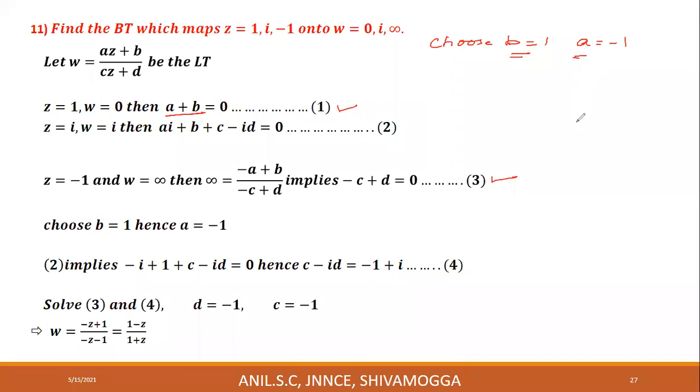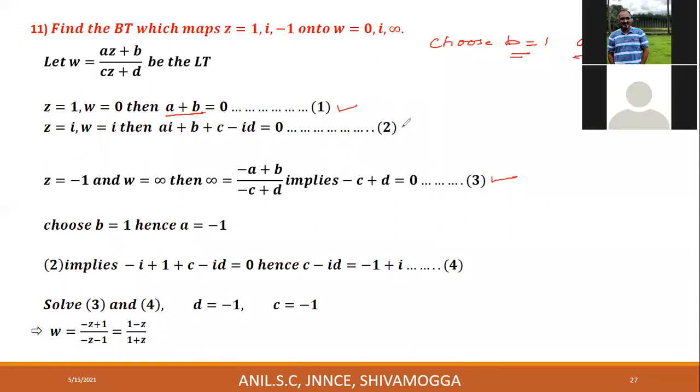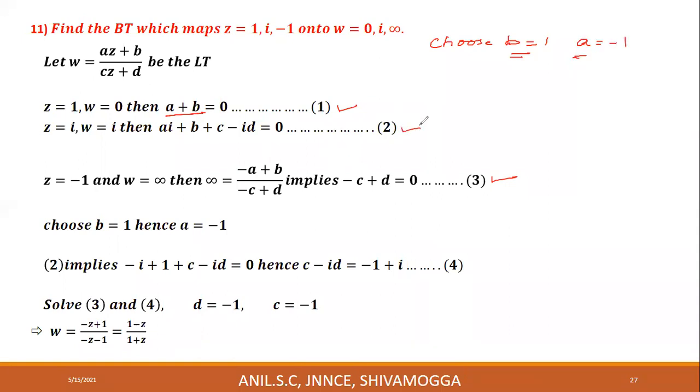Now C and D are to be determined. C and D are in equation number 2 and equation number 3. Let's consider equation number 2 first. A is equal to minus 1, therefore this is minus I. Plus B is 1. Plus C, this is to be determined. Minus ID is equal to 0. Therefore, C minus ID is equal to minus 1 plus I. Let this be equation number 4.